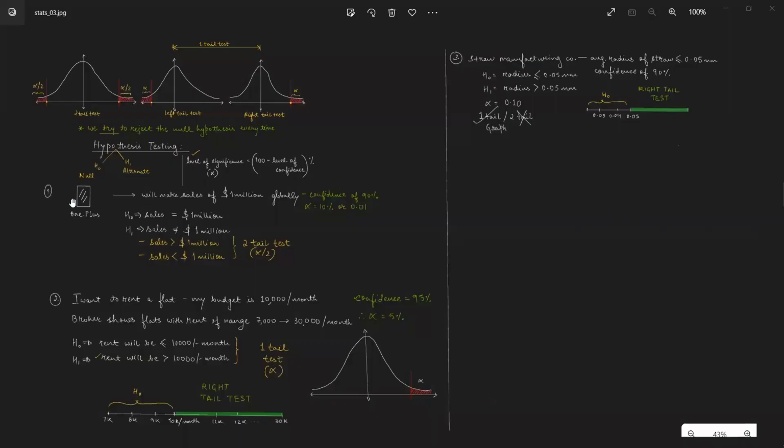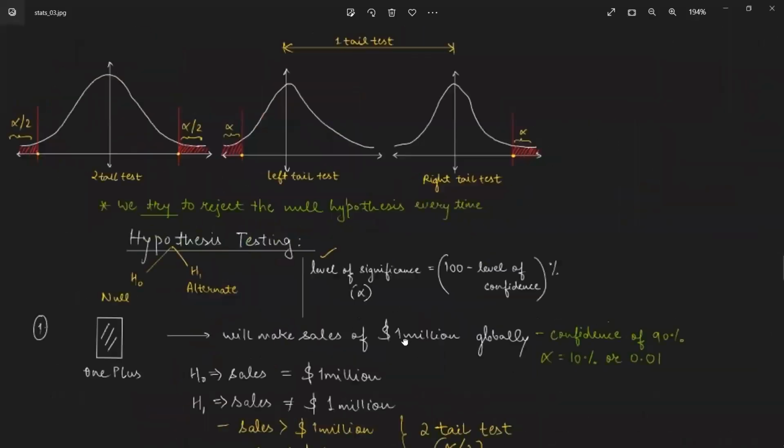Let me show you. Just give me a second. Let me show you yesterday's notes. I'm sorry. Yeah, that's fine. No problem. Let me share my screen once. So this is what we were talking about yesterday.